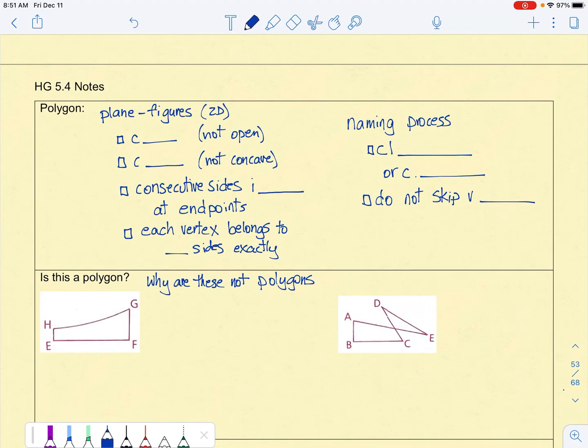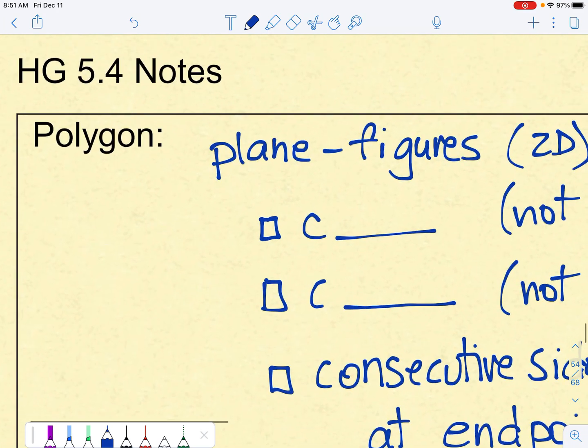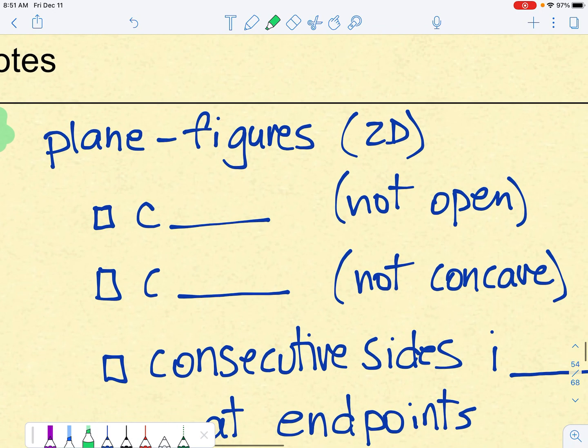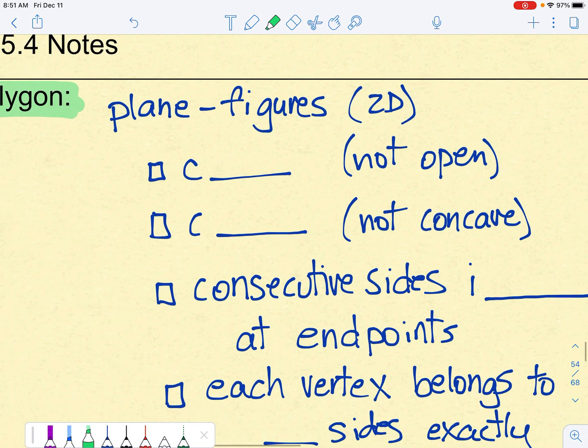Lesson 5.4. It's all about what we call polygons, plane figures. So lots to write down here. Let's get going right away. These are two-dimensional shapes. That's why we call them plane figures. Doesn't mean that they are ordinary, but just that they lie on a plane.